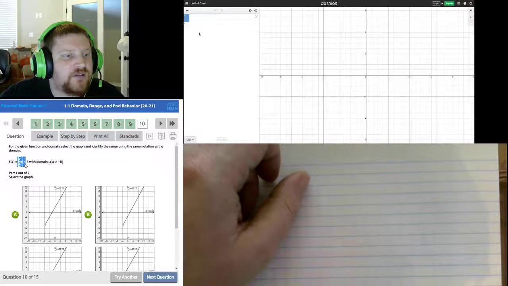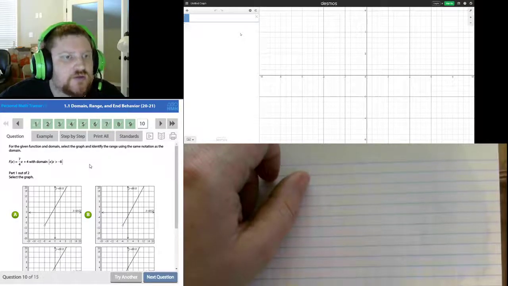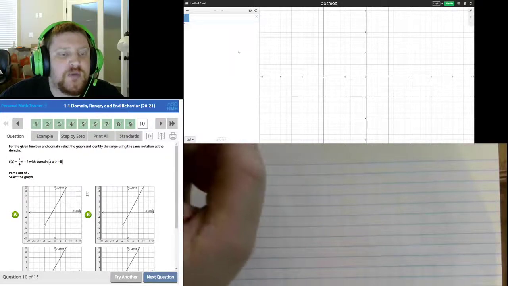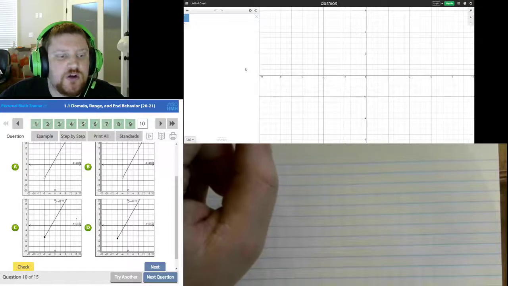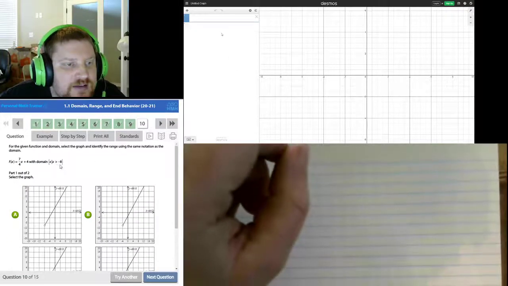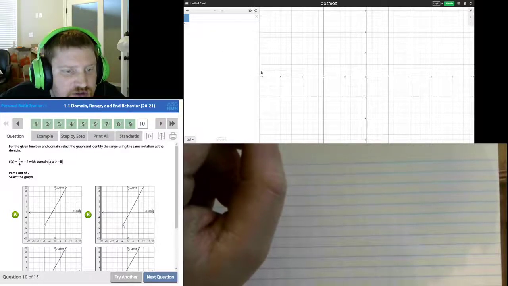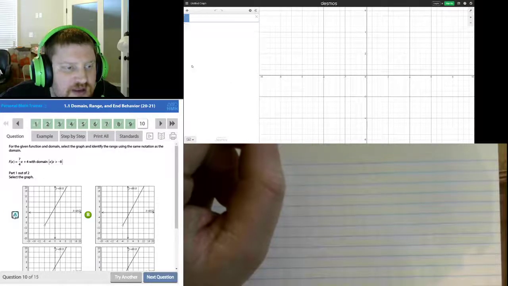This is our graph, and they're limiting our domain to x is greater than -8. So since x is greater than -8, we're going to have an open dot. The bottom two are closed, so we know neither of those are correct. And it's got to start at -8. This starts at -8. This starts at -4. So we know it's going to be A.